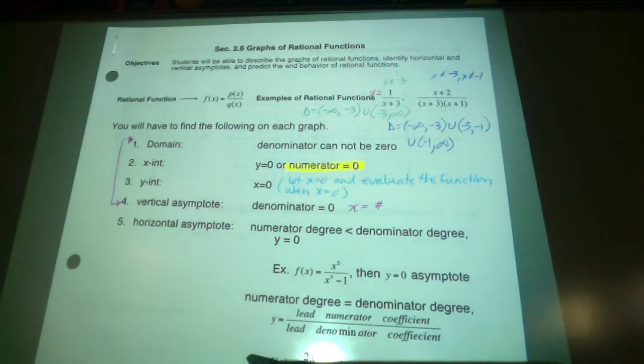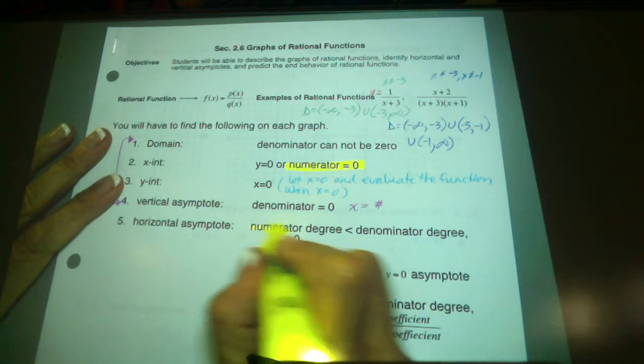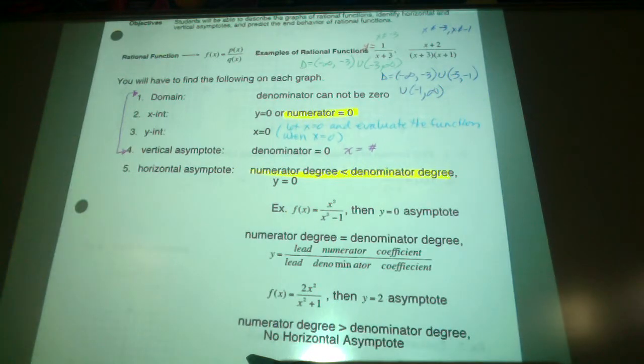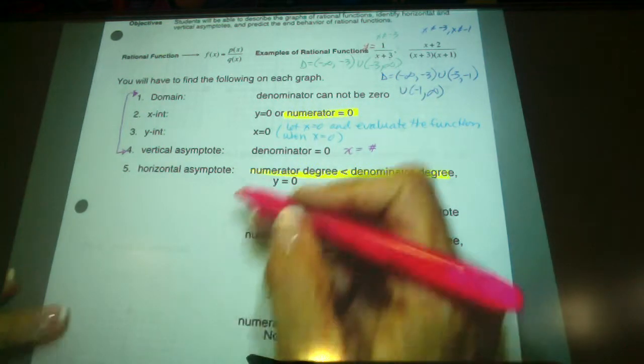Then finally, we have our horizontal asymptotes. If you recall, there are 3 different situations that could occur. You are going to compare the degree of the numerator to the degree of the denominator. And there's only 3 possibilities. The degree of your numerator can be less than the degree of the denominator. If that occurs 100% of the time, your horizontal asymptote will be y equals 0.